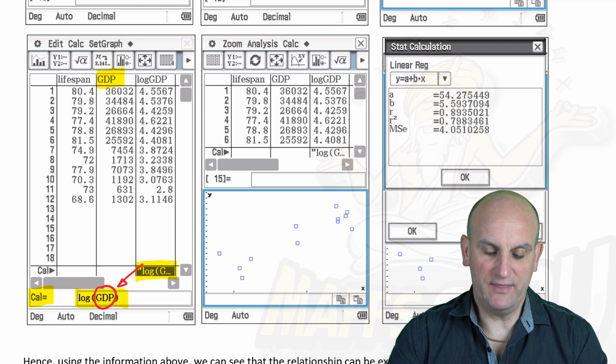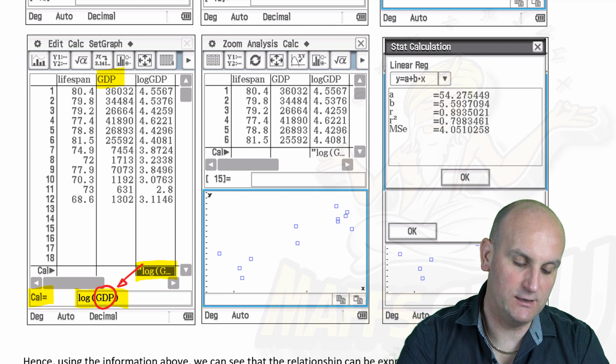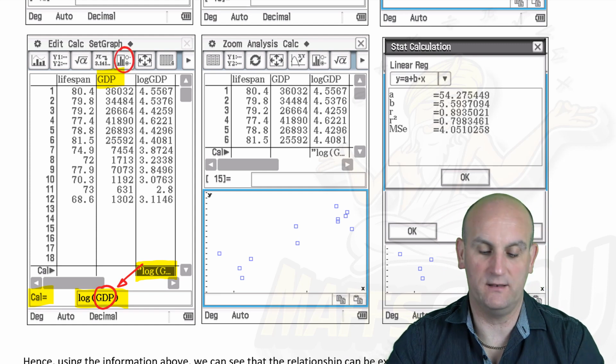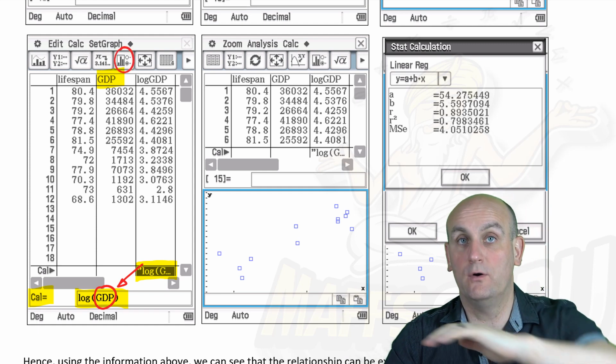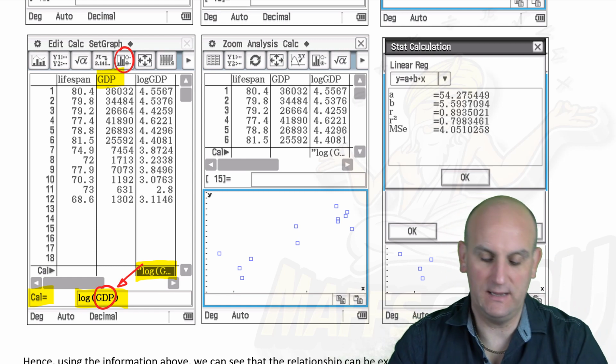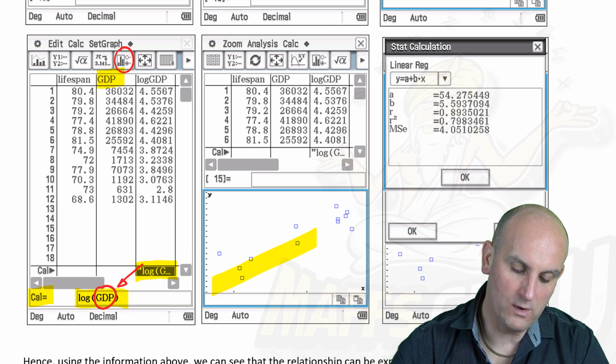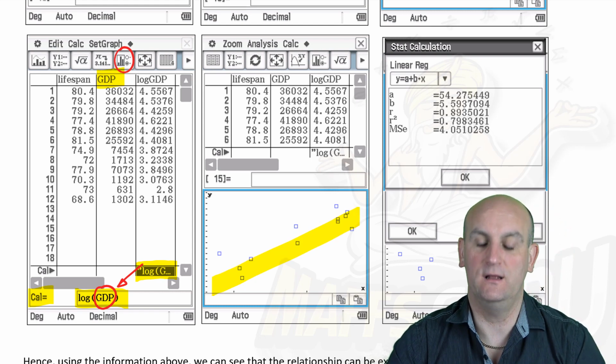So having done that, I obviously now want to plot that. I haven't done the screens again, but you would now open that little button there and change your horizontal, your list X, to log GDP. And what do we notice? Well, it seems a lot more linear. Yes, it seems a lot more linear than it was.